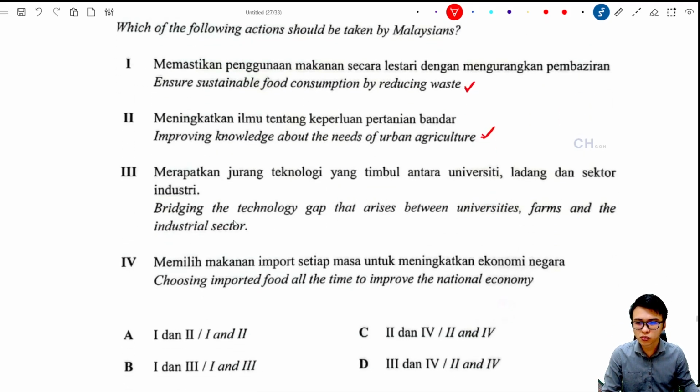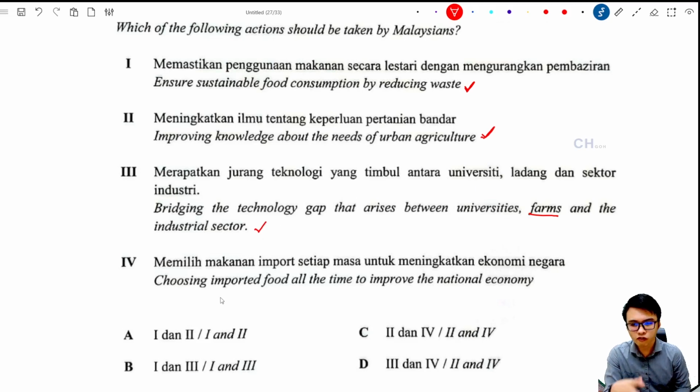So the next one, bridging the technology gap that arises between university farms and the industrial sector. I guess this is one of the answers as well, because a lot of farmers don't even know what technology they are able to use to increase the yield. So let's say some of the lecturers, some of the researchers can share the knowledge with the farmers, or the industrial sector. They might be able to produce more food in this way. So I guess option 3 is also correct.